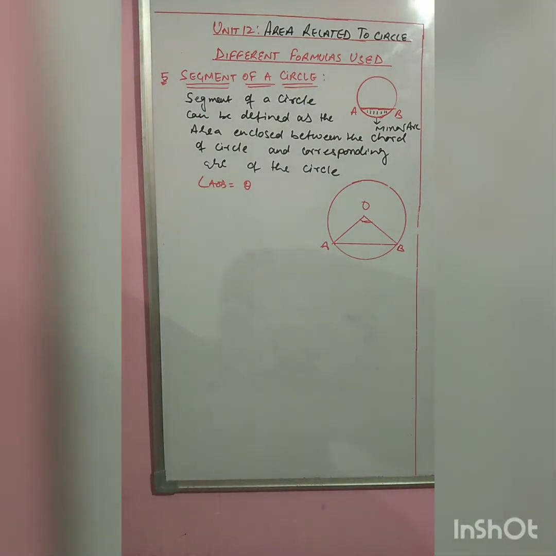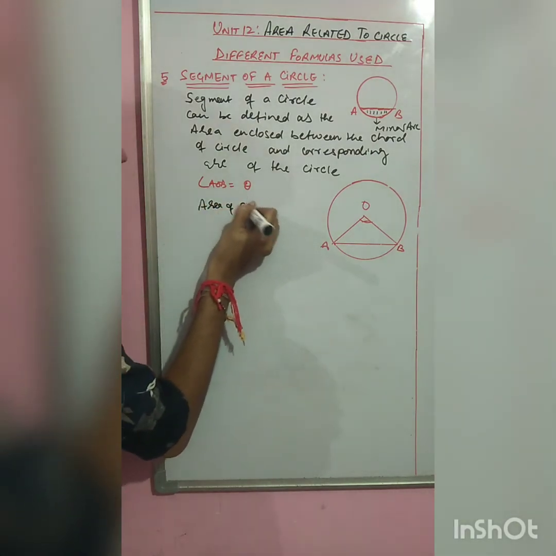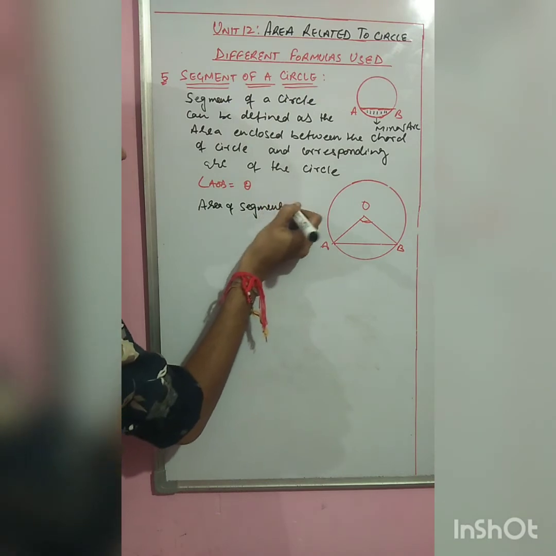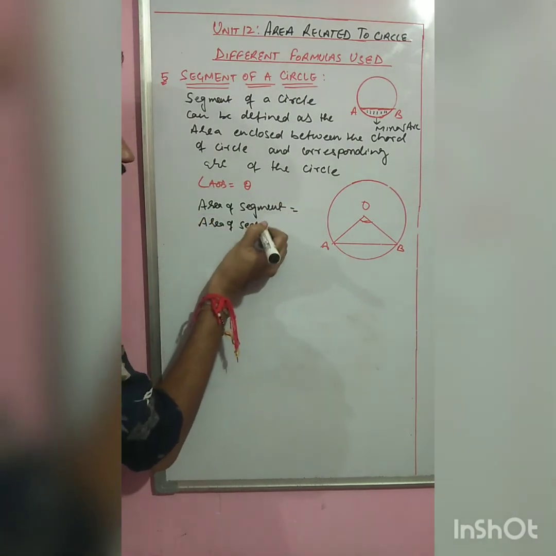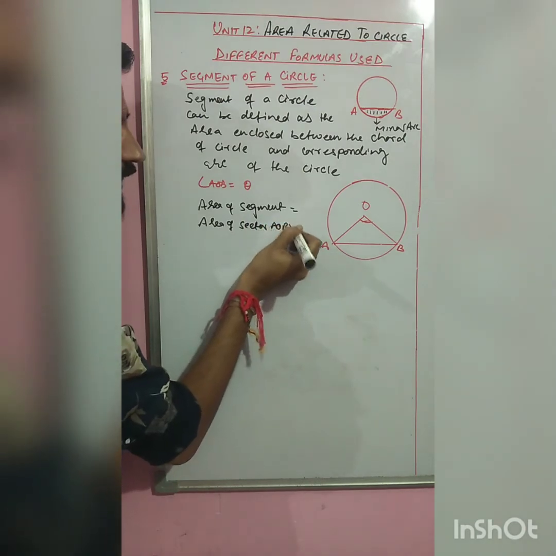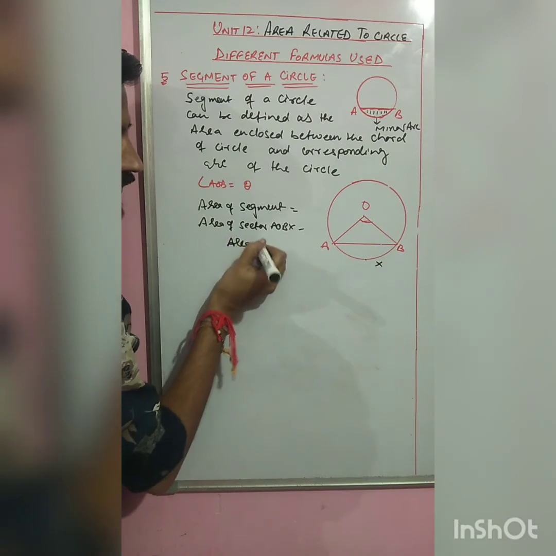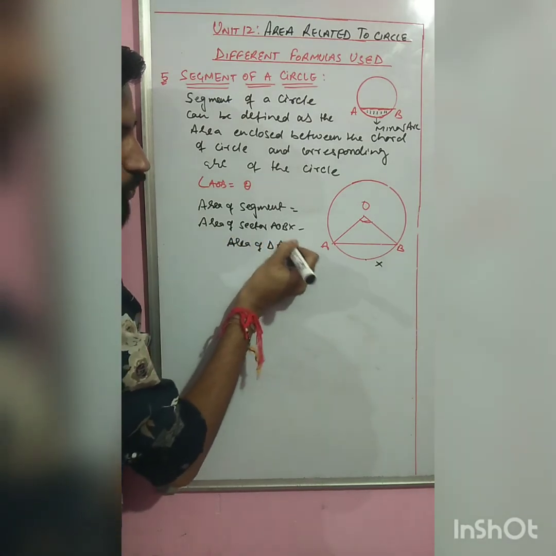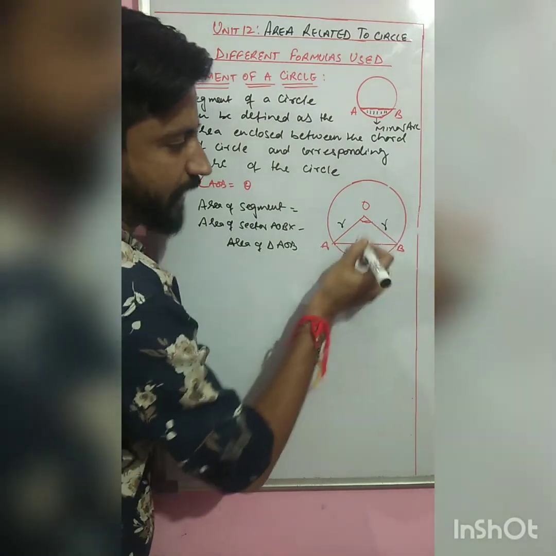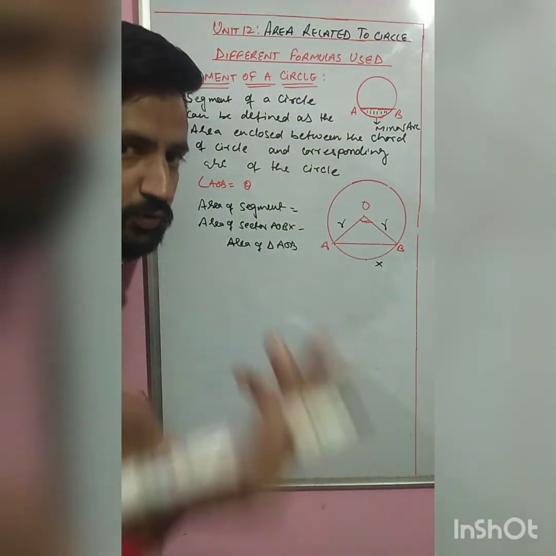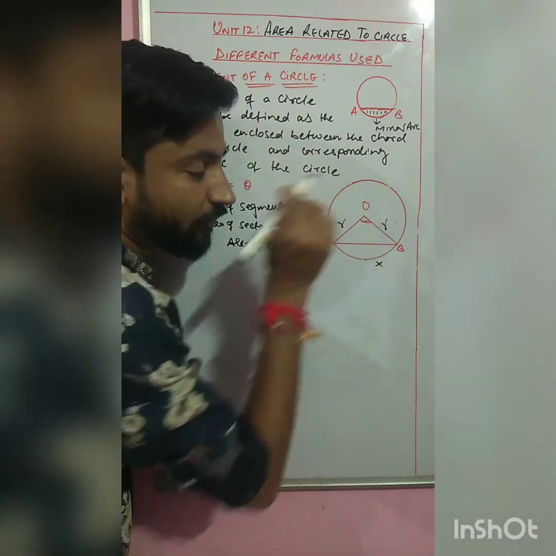So area of segment, as we know, can be given by area of sector AOBX, let the point X be there, minus area of triangle AOB. Here this is the radius. Area of sector can be easily found by using theta by 360 into pi r square. But we have to find the area of the triangle.